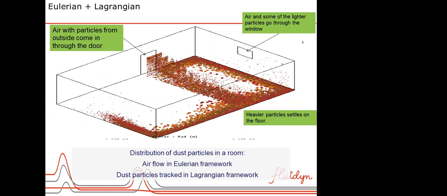Another familiar example is dust particles in a room. For example, dust particles from outside come through the door. The dust particles here are shown at a larger scale to make them visible, but normally these particles are of the size of a few microns. You can see that the particles come in and the air goes out through the window, but due to gravity the heavier particles settle on the floor, and as we can see, the lighter particles go out through the window. So the airflow is modeled using the Eulerian framework, and the dust particles using the Lagrangian framework.